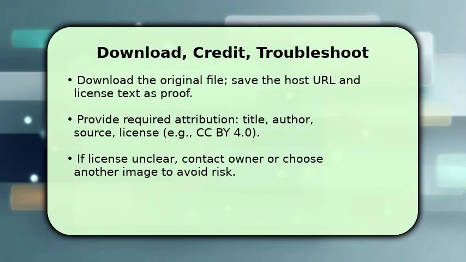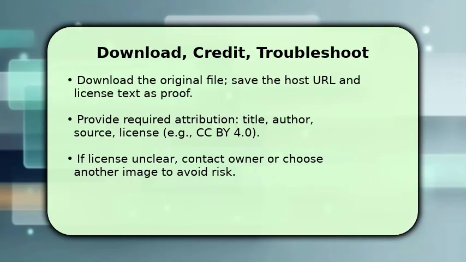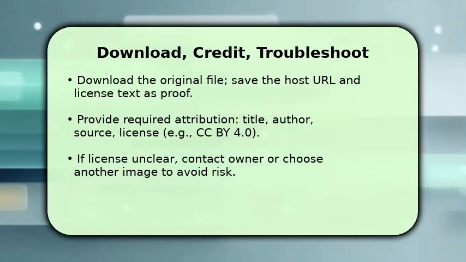Finally, you download the original file and save the hosting URL plus the license text as a record of permission. Make sure to include proper attribution when you publish: title, author, source link, and license type. This fulfills most CC requirements.